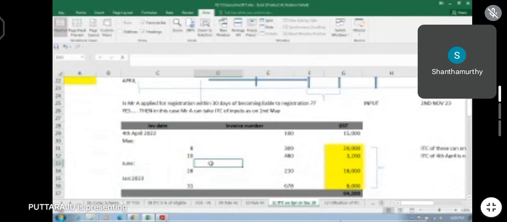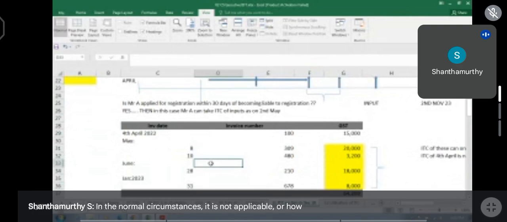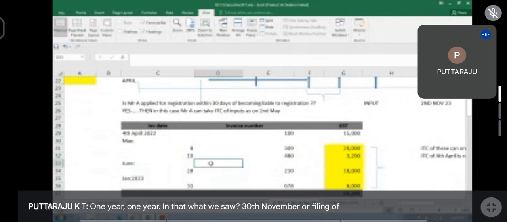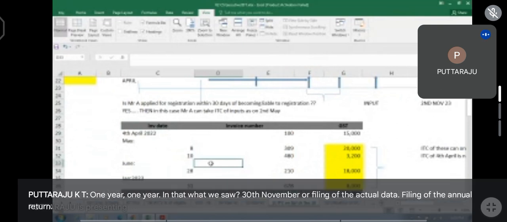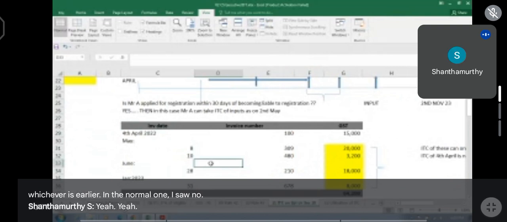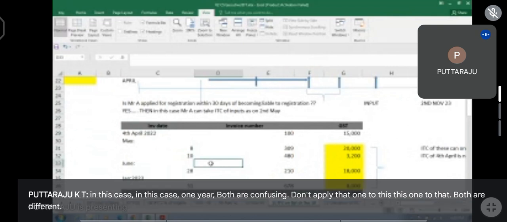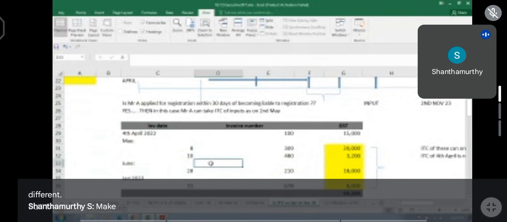But in normal circumstances, it is not applicable, or how is it, sir? This 1 year period. In that, what we saw was 30th November or the actual date of filing of the annual return, whichever is earlier. In the normal one, I saw no. Yeah. Okay. In this case, 1 year. Both are confusing. Don't apply that one to this one. Both are different. Why do they make it so complicated?